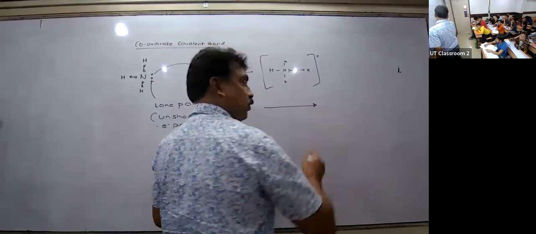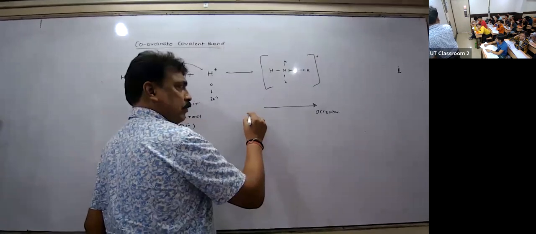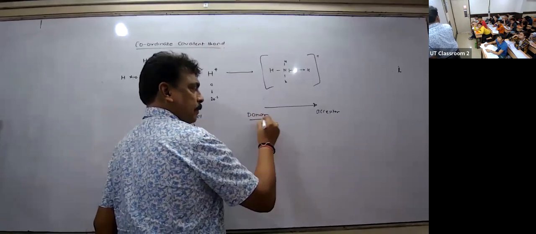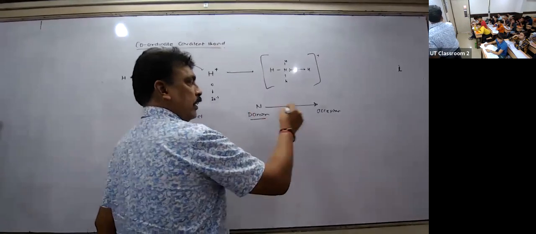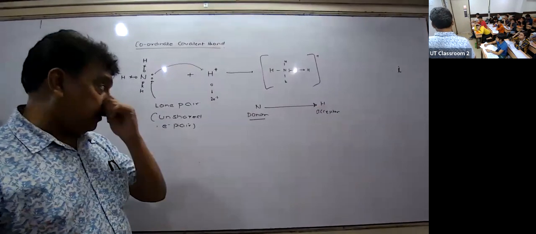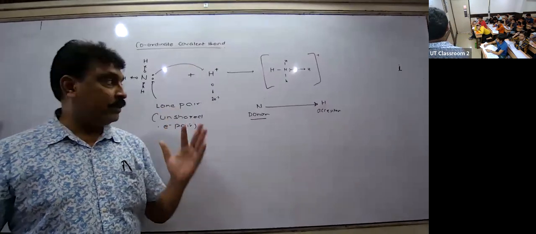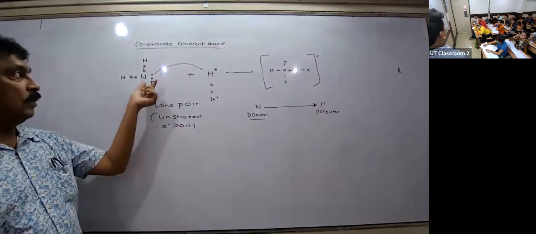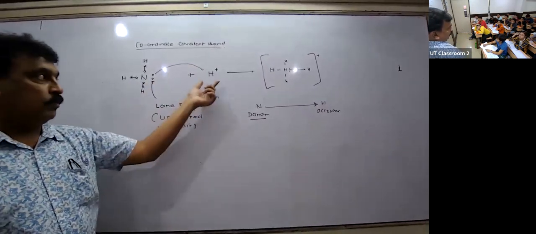And the end of the arrow will be towards that atom, which is the donor of that electron. So nitrogen is a donor and hydrogen is an acceptor. Here, the important point to remember, or the condition for this kind of bond formation, is that one should have a lone pair, and the other should be deficient of a lone pair.